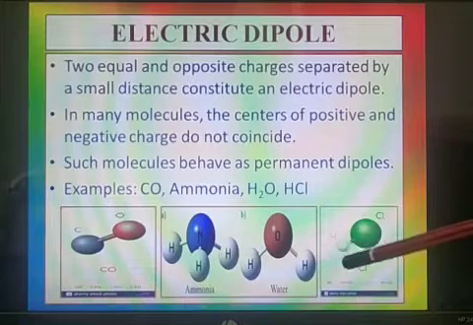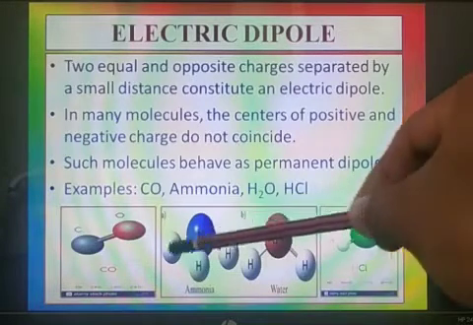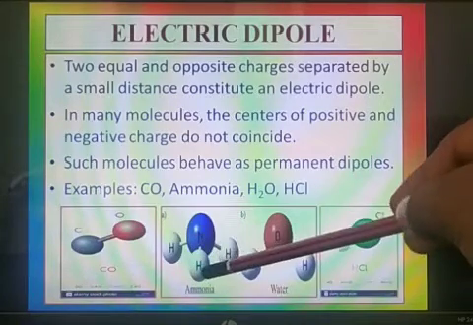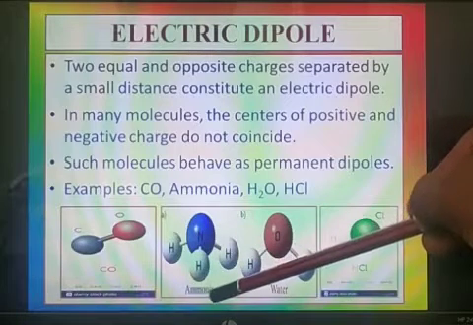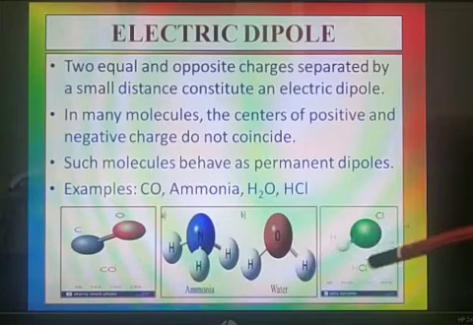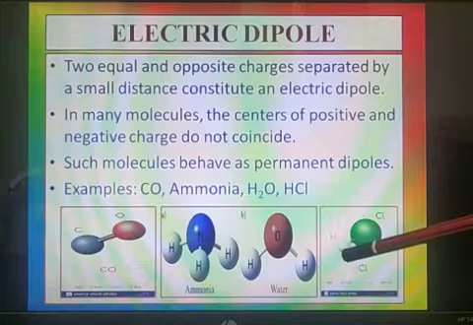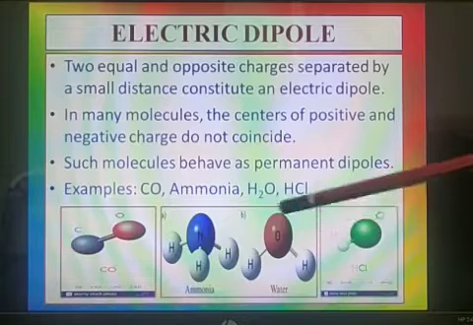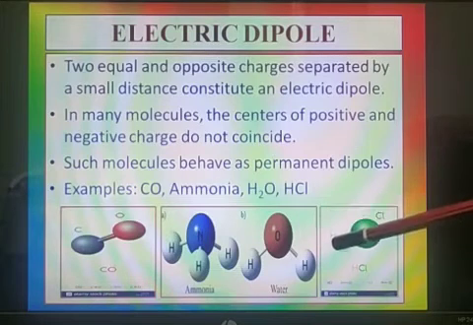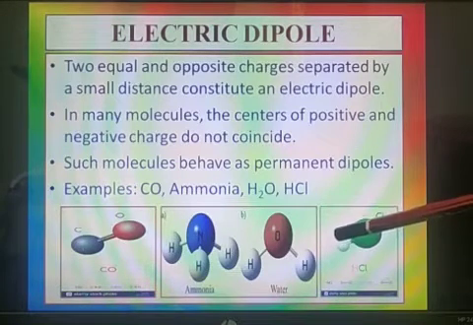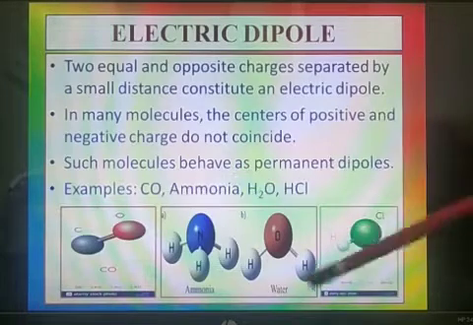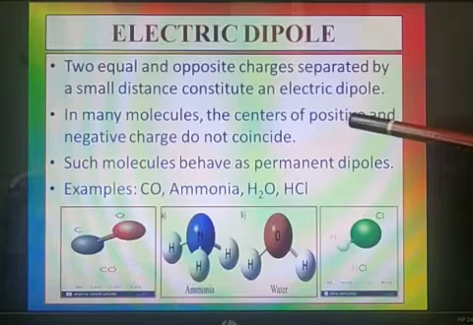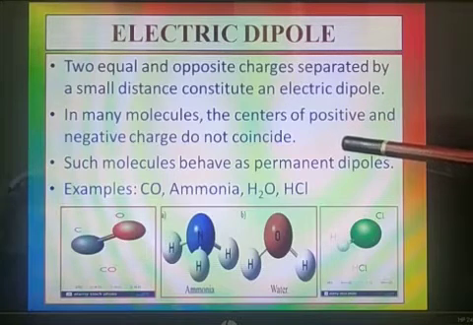Like that for ammonia, NH3, these three hydrogen atoms are separated from the nitrogen by a very small distance. Like that for HCl also, hydrogen is separated from the chlorine atom. So in all these molecules, the charges are separated by a very small distance. So these are all examples of electric dipole. These molecules behave like an electric dipole. Now we'll see the exact meaning of that.